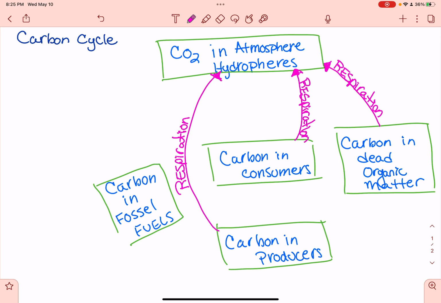Now, consumers also eat producers, so the carbon is being transferred from the producer to the consumer by feeding. That is the process or the flux. Consumers also eat other consumers. So that process is called feeding. Now, consumers die and become dead organic matter. And that process is called feeding.